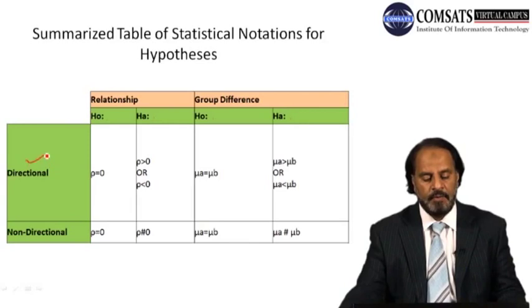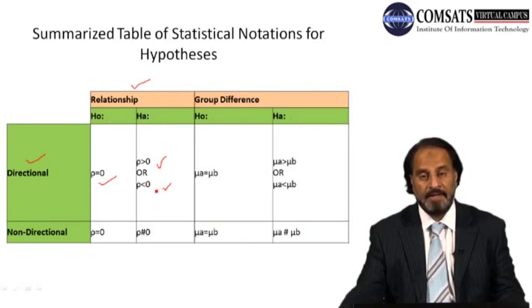When we want to formulate directional hypothesis statements for a relationship between two variables, the notation we use is: the null hypothesis, H naught, rho is equal to 0. And for the alternate hypothesis, we are saying that rho is greater than 0 or rho is less than 0. Whatever the scenario is, you could say it's greater than 0 or less than 0.